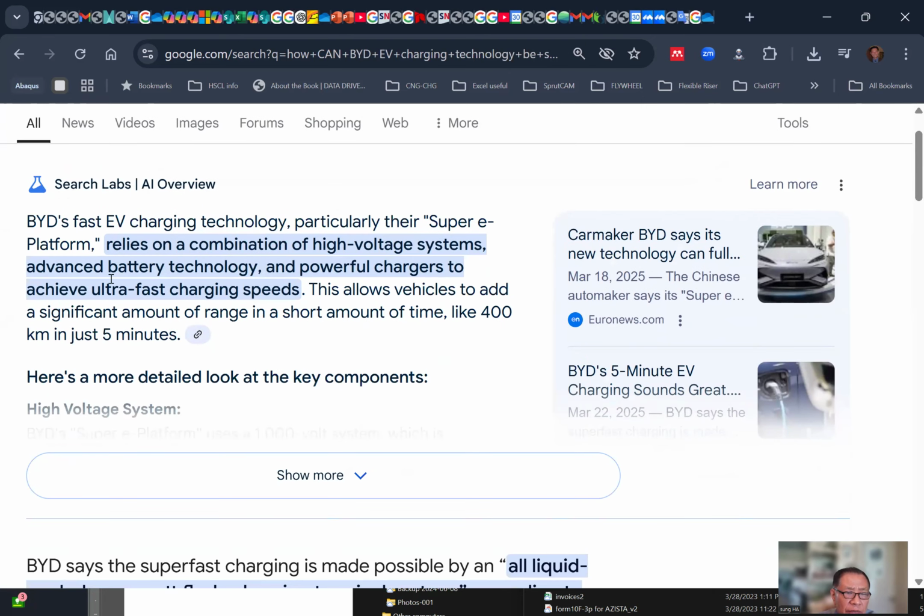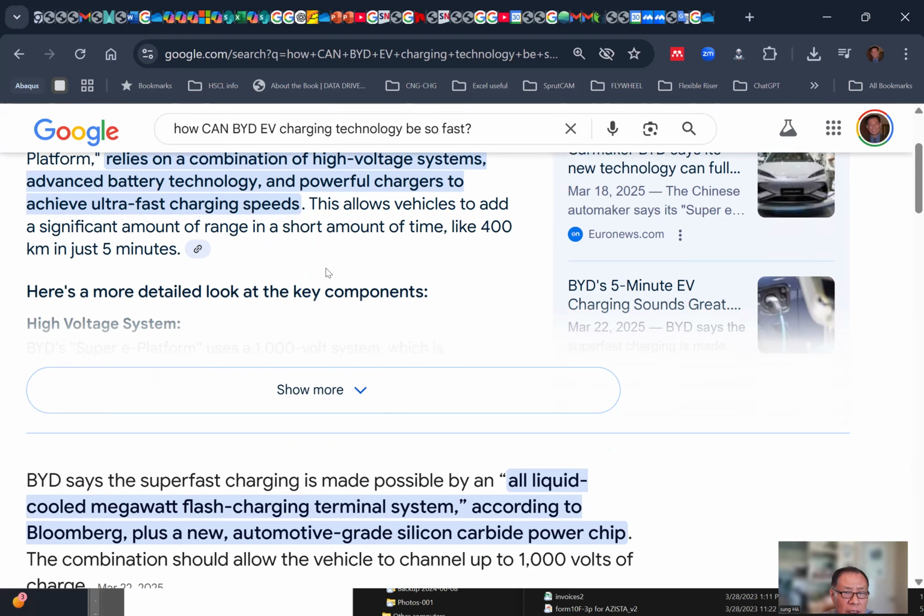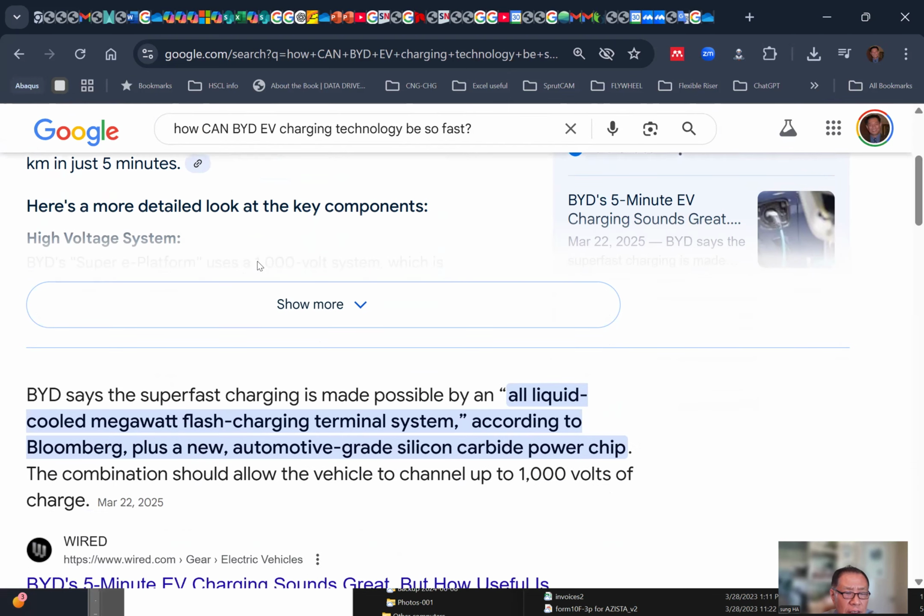BYD's fast electric vehicle charging technology, particularly their Super E platform, relies on a combination of a high voltage system, advanced battery technology and powerful chargers. We have to have a charger as well. The charger means that you have to have a lot of high power charging system to achieve ultra fast charging speed.